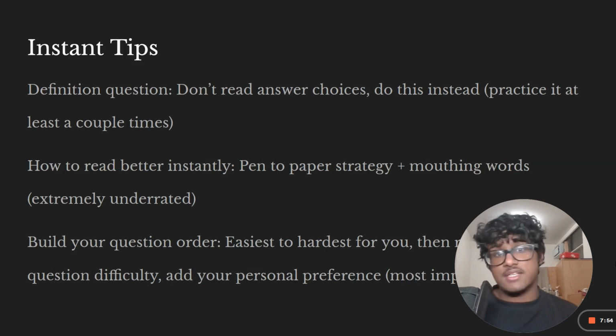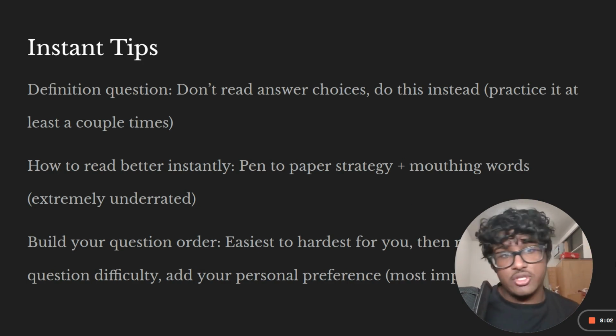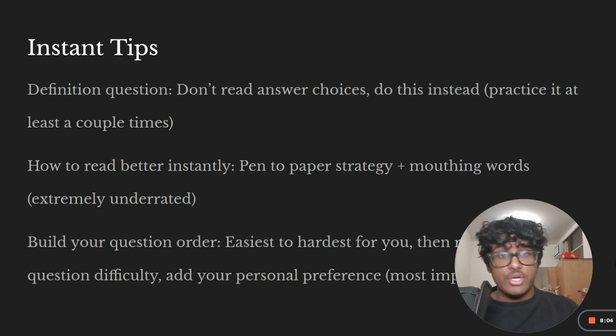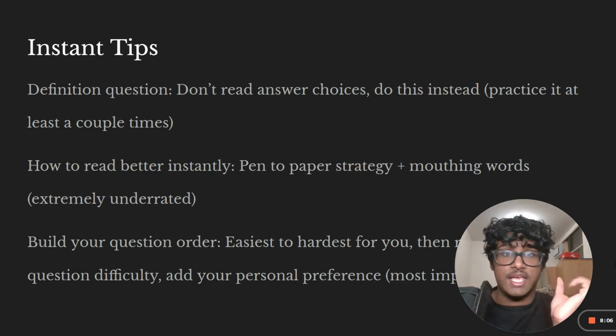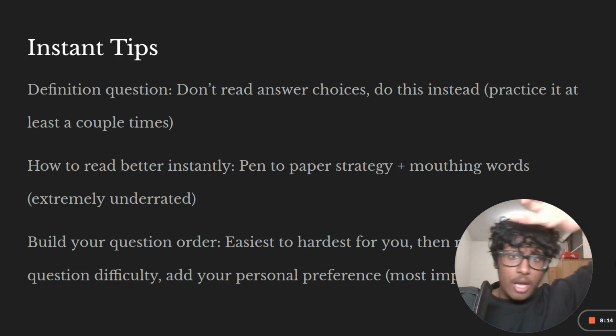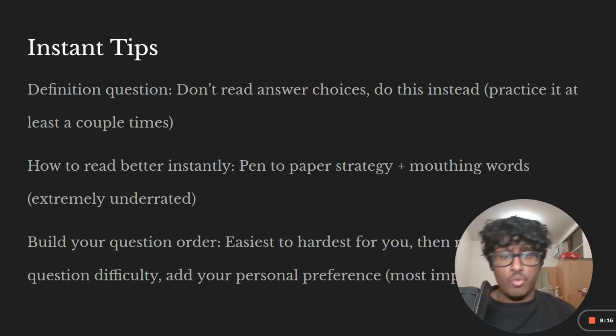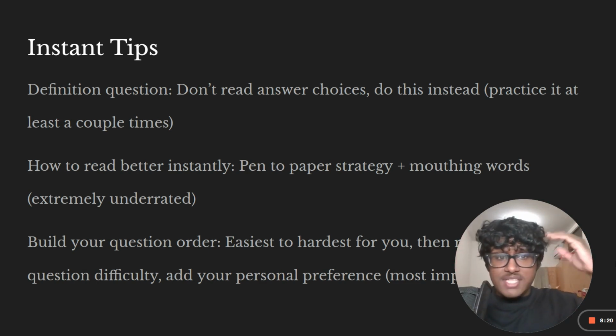Okay, instant tips, and I'm going to talk about how to read better strategy. So, definition questions. You should never get these wrong again. Here's what you do. Don't read the answer choices, all right? Instead, explicitly go look at the line number and look at the definition. And then go to the passage instantly without looking at the answer choices, and read above and below, find the context of the word, and then create a definition in your head, right?